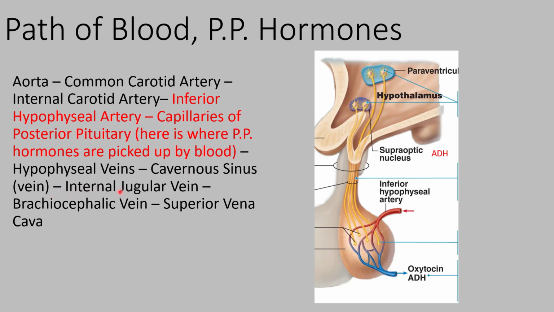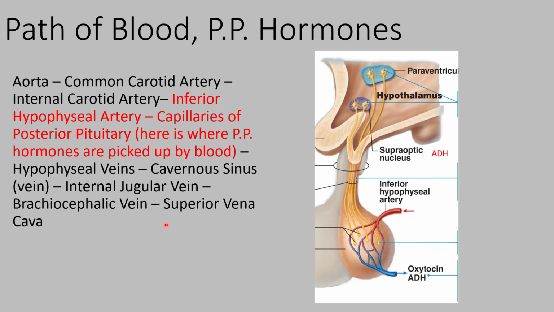And then it joins the internal jugular vein. The jugular vein is the vein that drains blood away from the brain. From the internal jugular vein, we join the brachiocephalic vein into the superior vena cava, which is the blood vessel that returns blood to the heart. So, know this path of blood for the posterior pituitary.